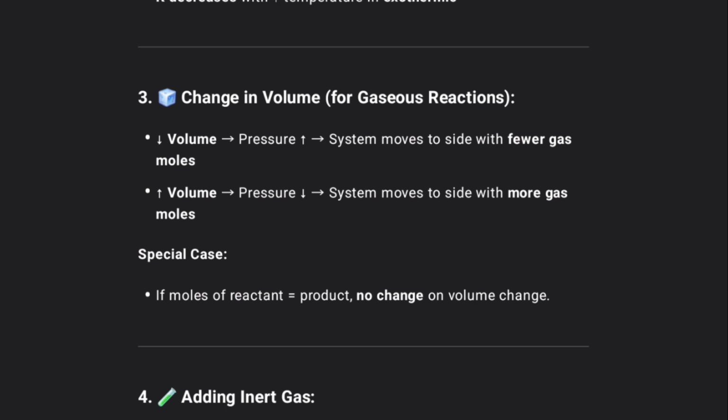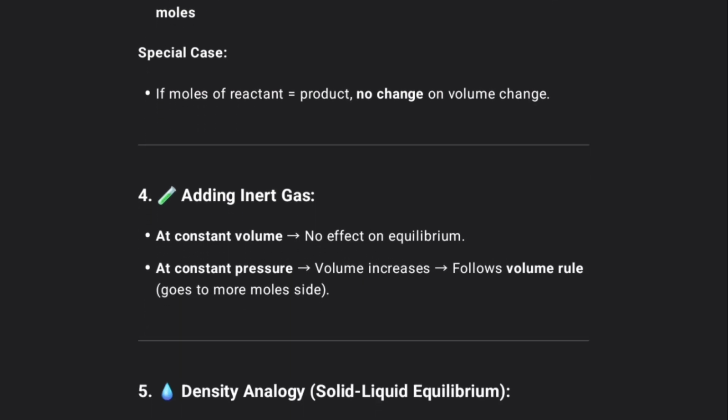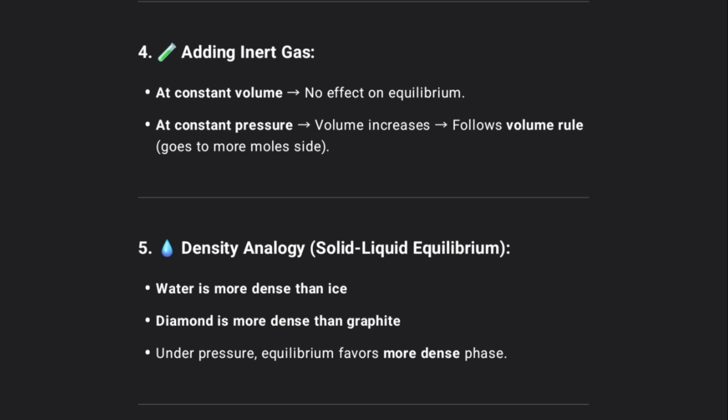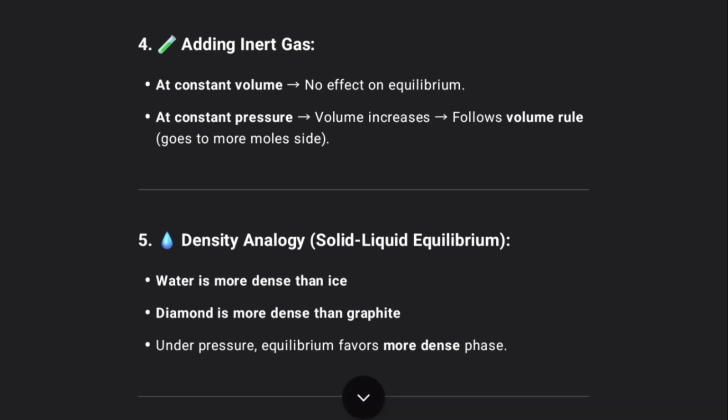Case 4: adding inert gas. At constant volume, there is no effect on equilibrium. At constant pressure, the volume increases and follows the volume rule, going to the side with more moles.